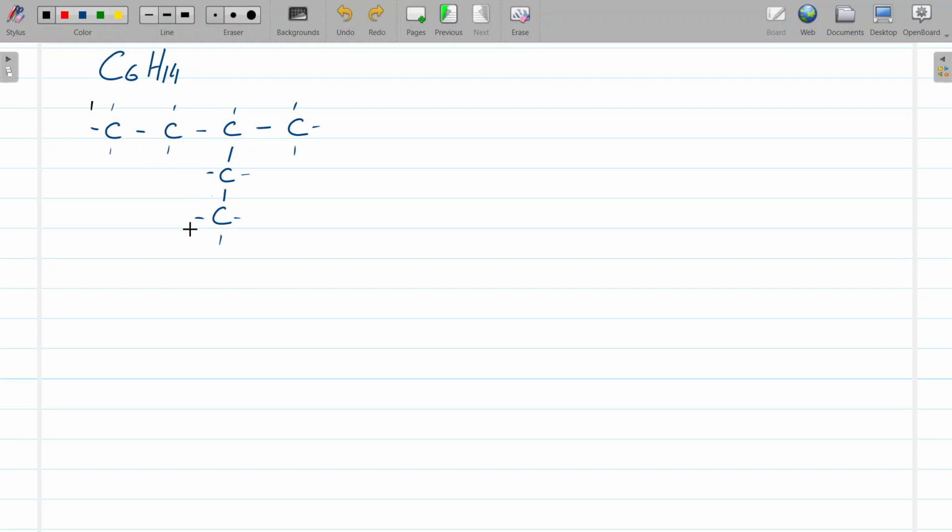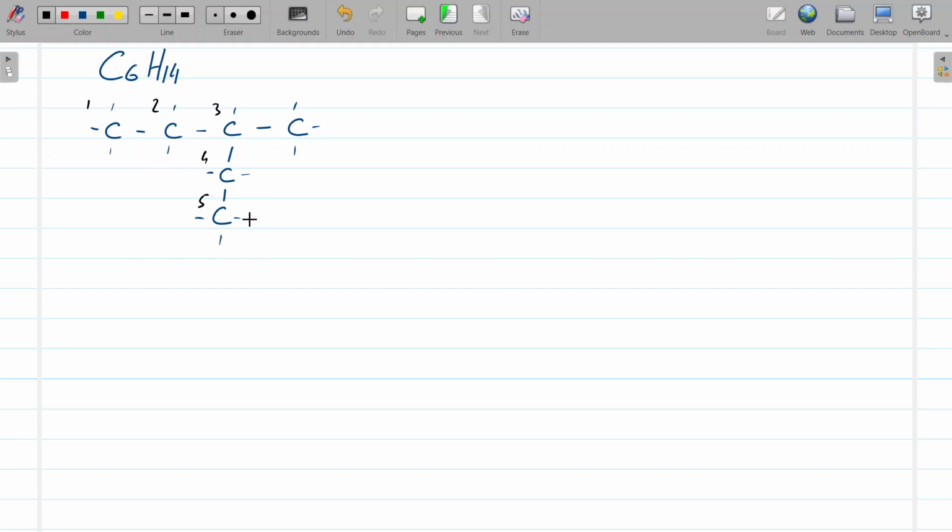Oh, by the way, is it making a difference if I start from here? 1, 2, 3, 4, 5. Same thing, obviously, right? Yeah. So the longest chain I have is 5 carbons. What name would I give to an alkane? And I'm saying alkane because they're all single bonds. What is the name I would give to an alkane with 5 carbons?